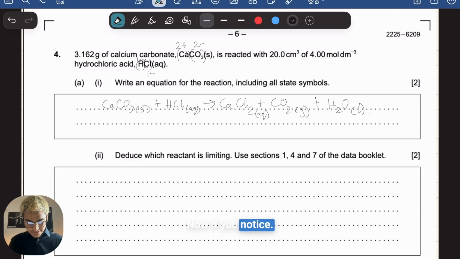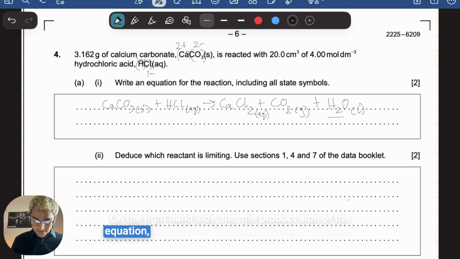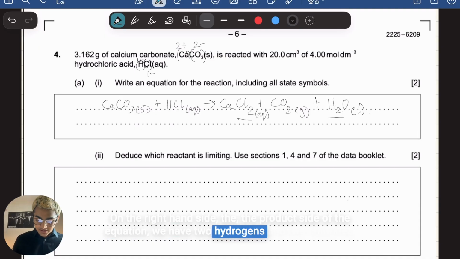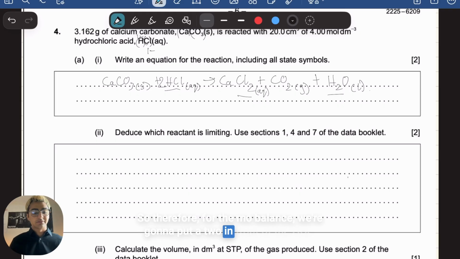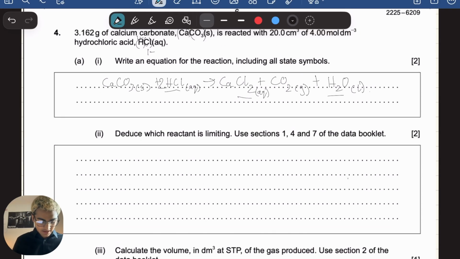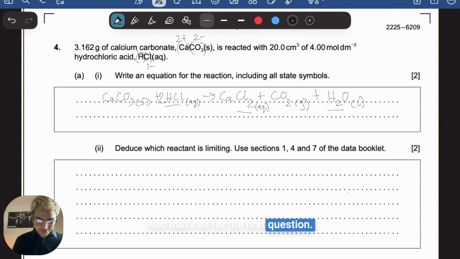Now, if you notice on the right-hand side, the product side of the equation, we have 2 hydrogens and 2 chlorines, and on the reactant side, we only have 1 of each. So therefore, for the mole balance, we're going to put a 2 in front of the HCl. And that's all for the first question.